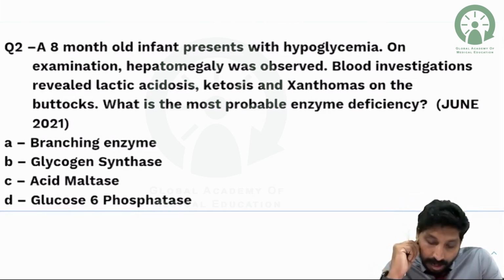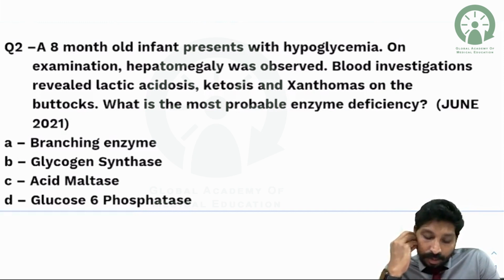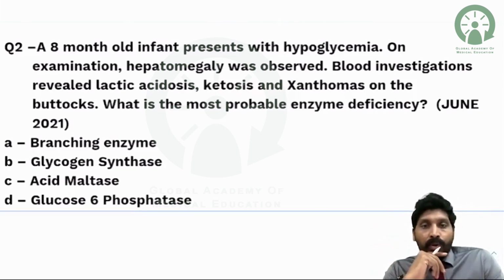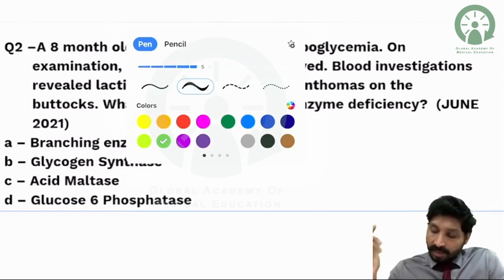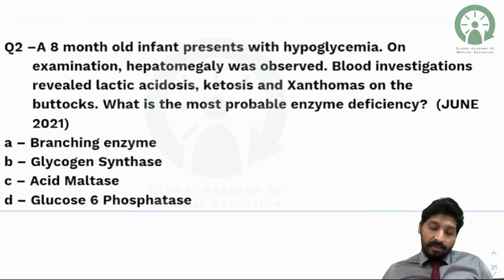So what happened here? Hypoglycemia is there. On examination, hepatomegaly, you can make out. Blood investigation revealed lactic acidosis, ketosis, and xanthomas. So here the enzyme deficiency will be glycogen synthesis. So how come glycogen synthesis? As glycogen is not formed, here no hypoglycemia, they have not mentioned any hypoglycemia.